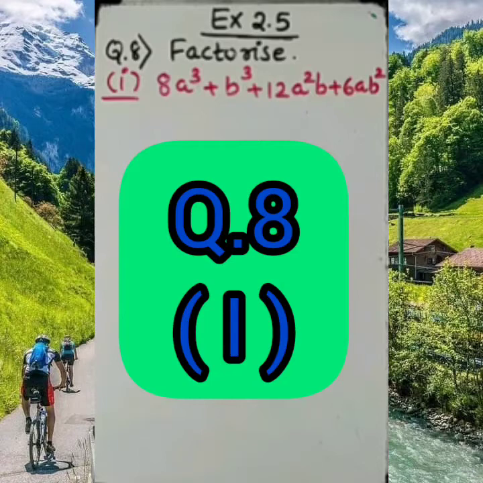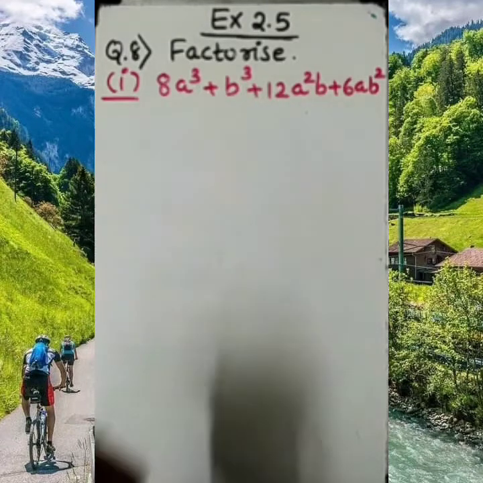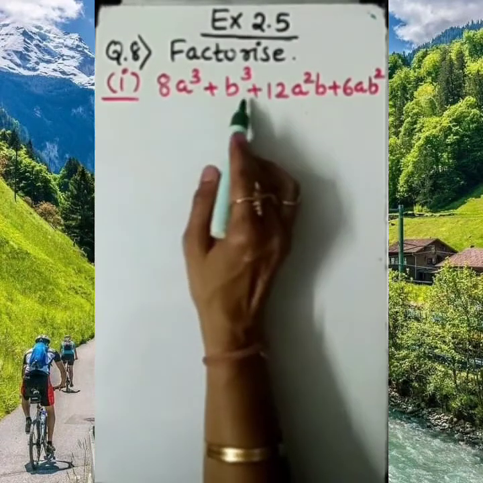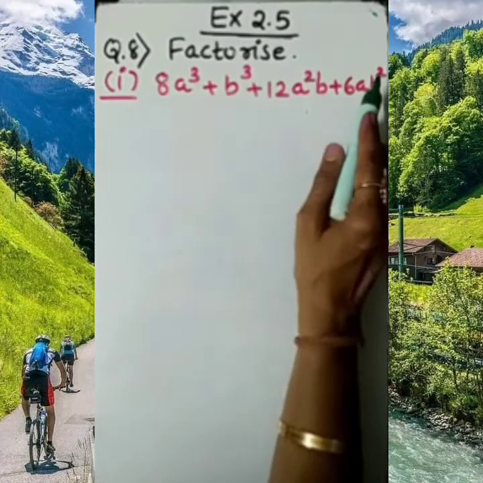See my dear student, question number 8, factorize. Now it's quite new for you, so you will find it a little bit tricky. But gradually when we proceed towards the 1, 2, 3, 4, 5 questions, you will find it easy. The question is, 8a cube plus b cube plus 12a square b plus 6ab square.